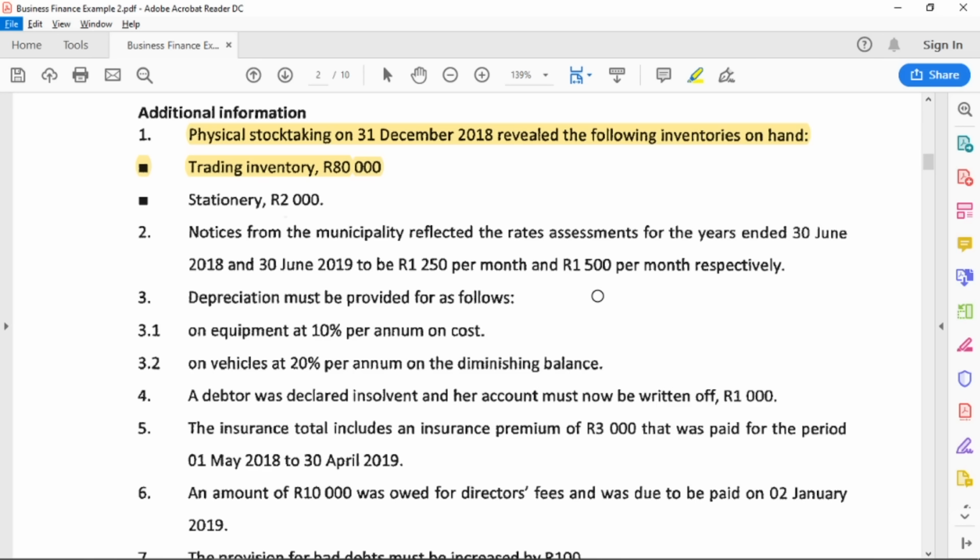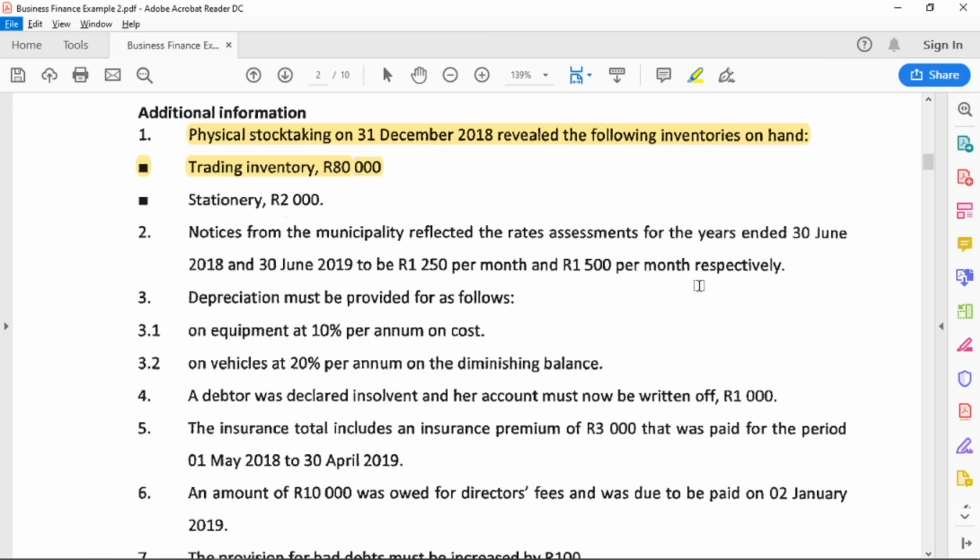So what is it saying here? We are told that the notice for the municipal rates reflected the assessments for the year ending 30 June 2018. If they are saying the year ending 30 June 2018, it must have started on the 1st of July 2017. So the municipality rates were from the 1st of July 2017 to 30 June 2018 and 30 June 2019 to be 1,250 per month and 1,500 rand per month respectively.